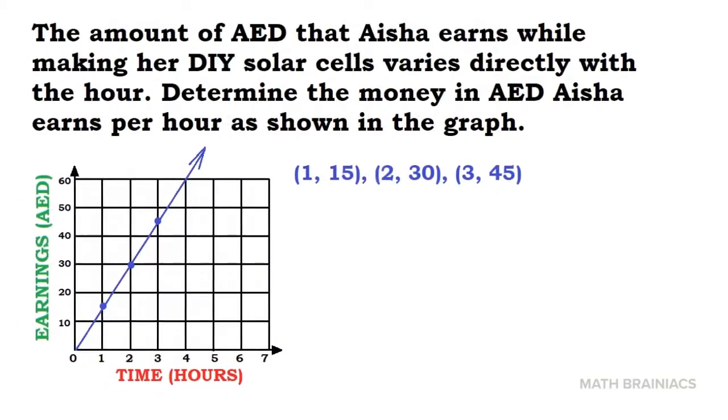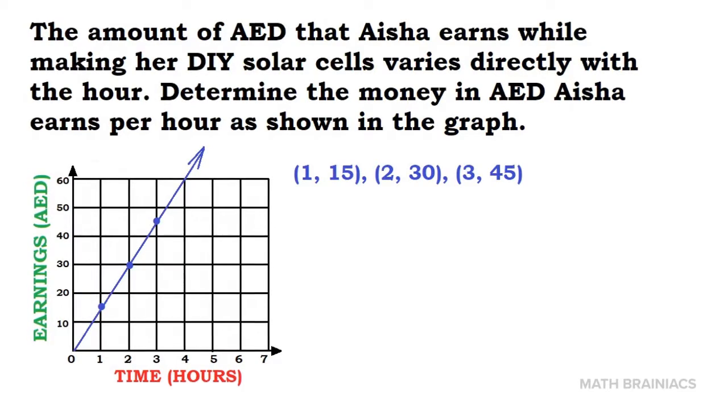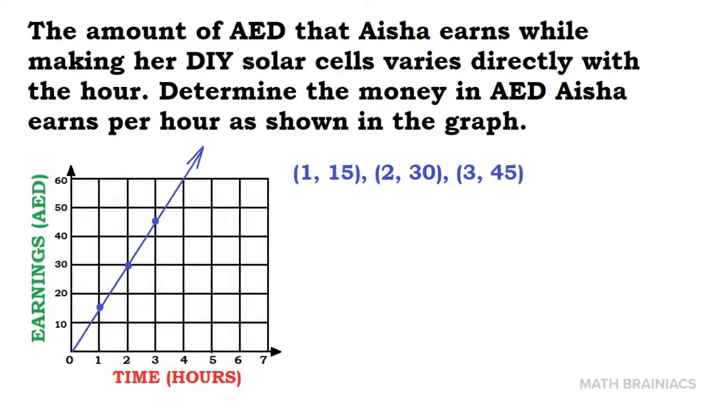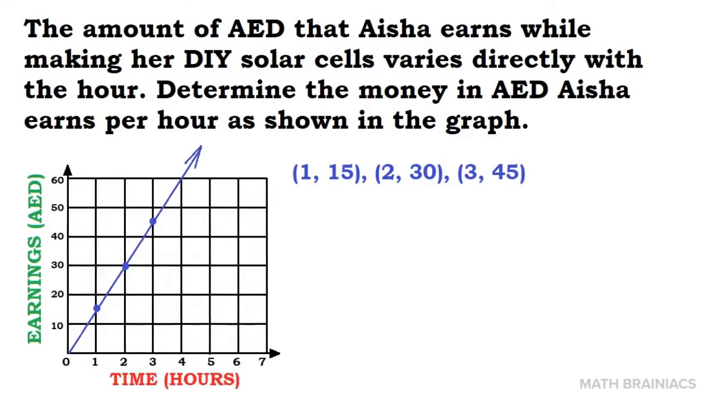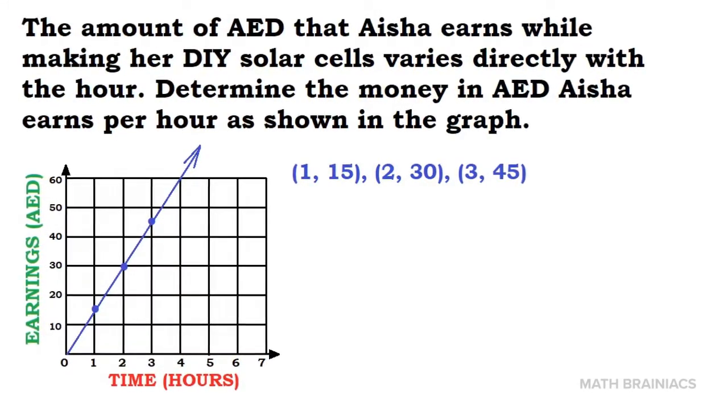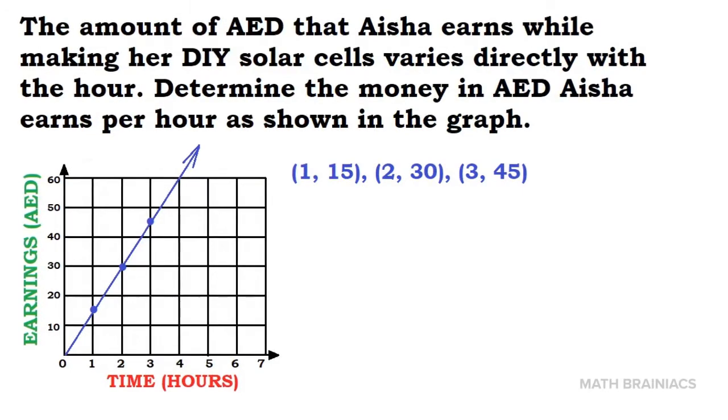Let us consider the 3 points in the line. These are the ordered pairs, the x and the y. When x is 1, y is 15. When x is 2, y is 30. And when x is 3, y is 45.